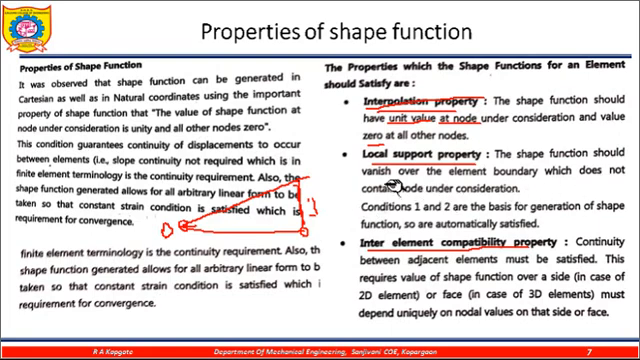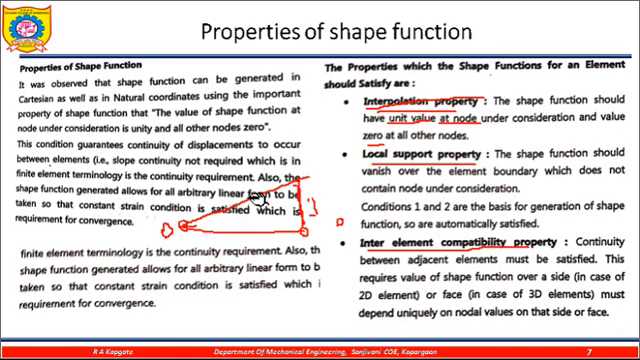The shape function should vanish over any boundary which does not contain the node under consideration. If the boundary is here, that one is not to be considered, because it is not part of the element. And the third one is the inter-element compatibility. So continuity is required.